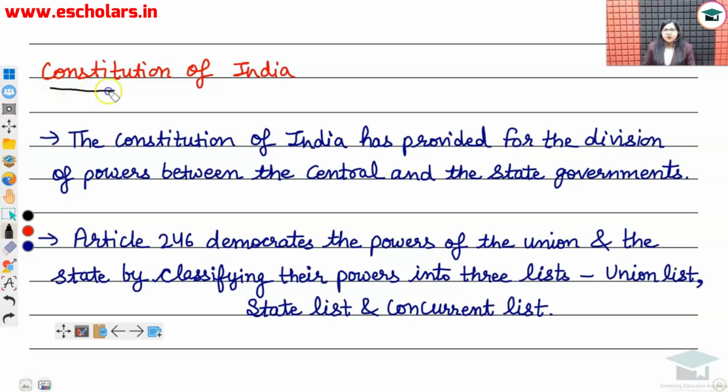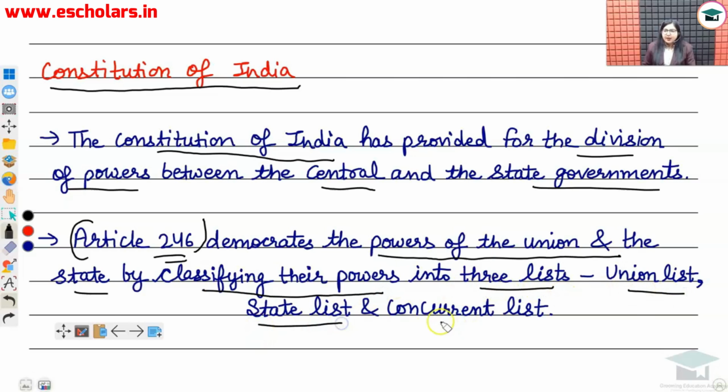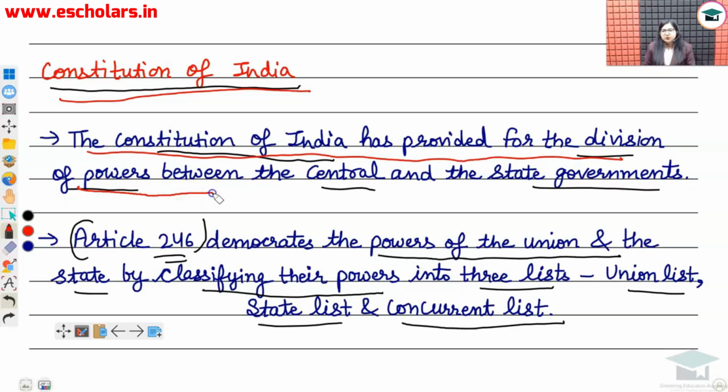Further, we have the Constitution of India. So students, the Constitution of India also has provided the division of powers between the central and the state governments. Basically, Article 246 defines the powers of the union and the state government by classifying their powers into three lists. First is the union list, another one is the state list, and the other one is the concurrent list. So let's recall it till now. The Constitution of India has provided for the division of powers between the central and the state governments.